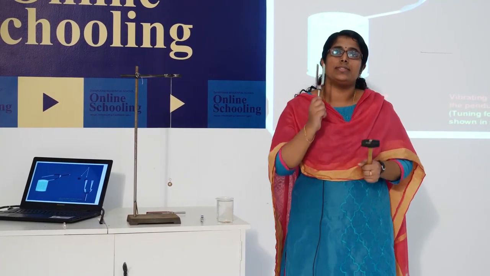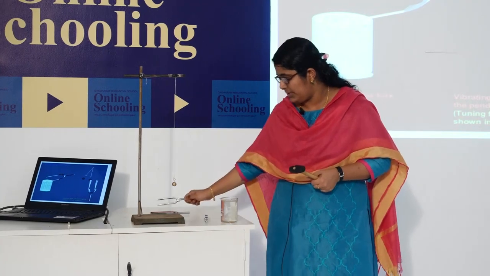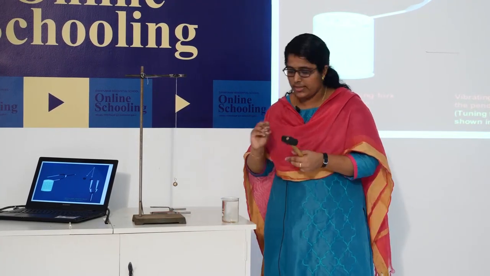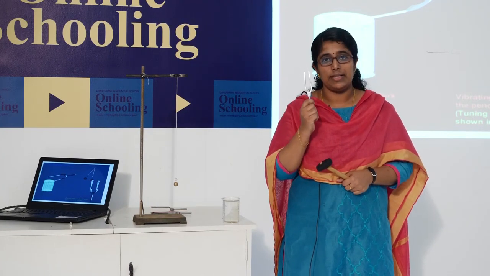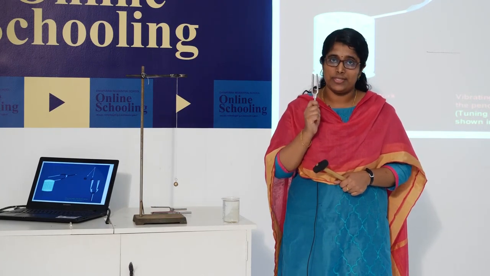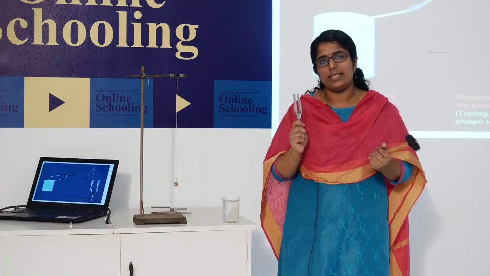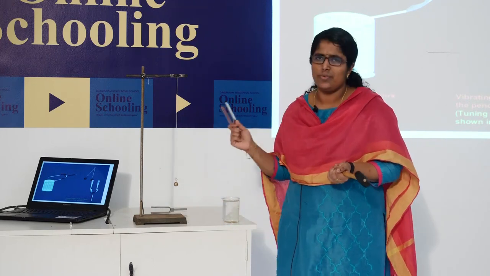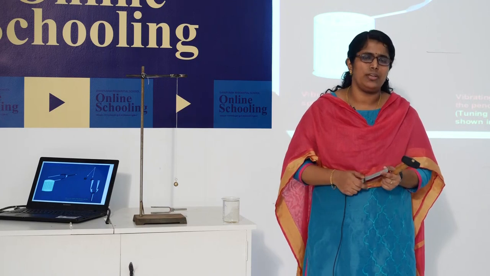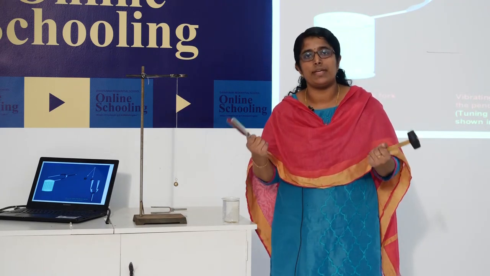Next one is 480 hertz. This is of higher frequency compared to the other one. And this one is 512. So these are three different tuning forks. You will study frequency in detail in the coming sections. Just see there are many tuning forks with different values.